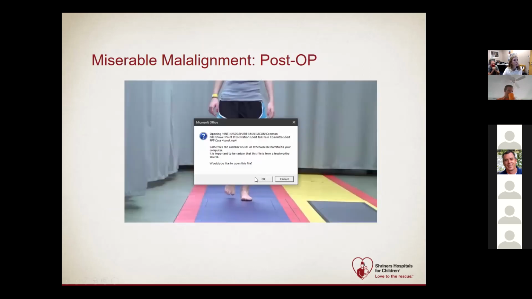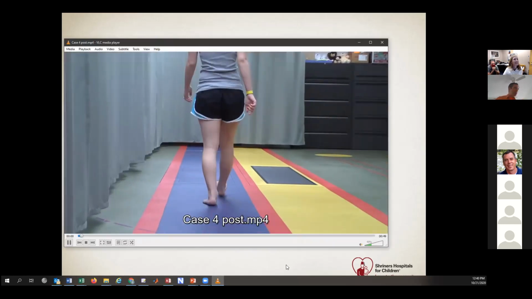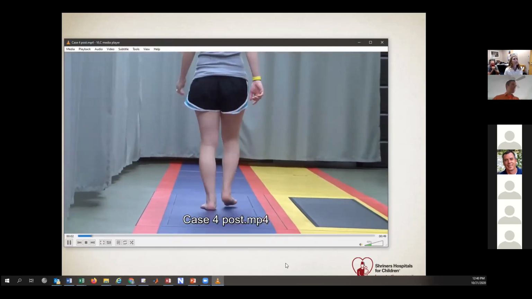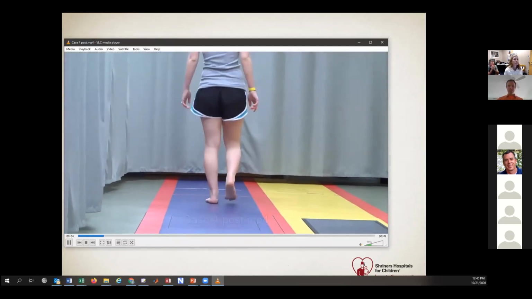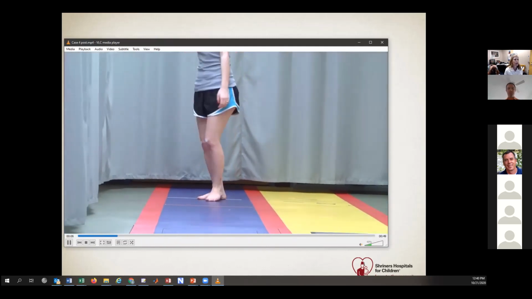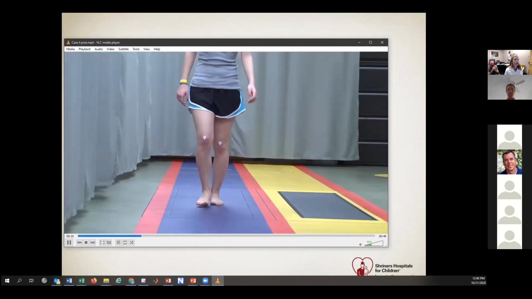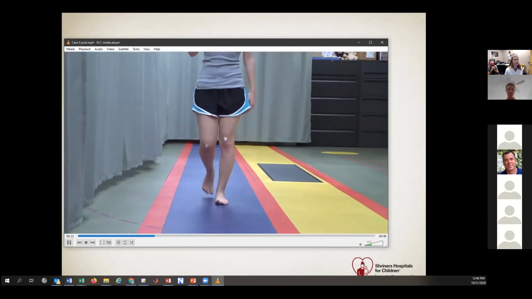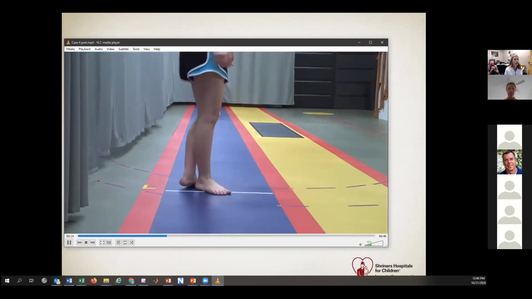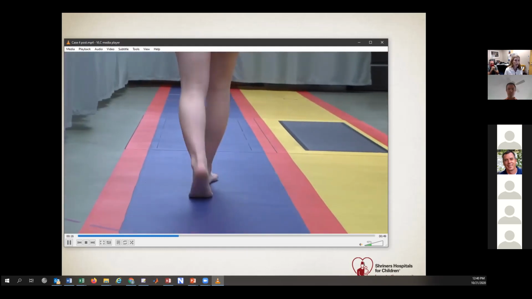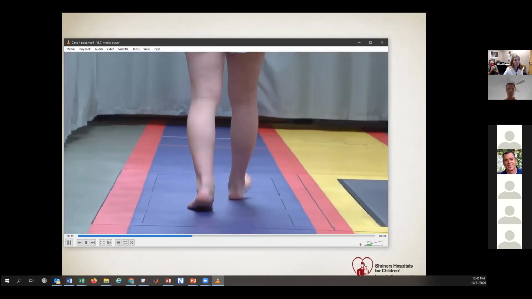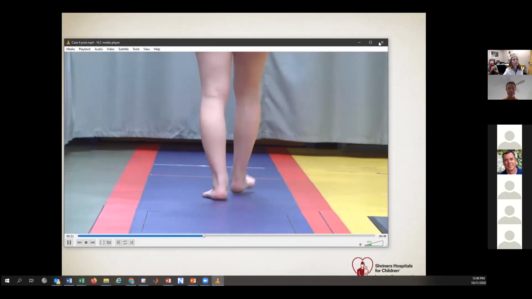Uh-oh, let's see if this plays. All right, and then here we are seeing her post-operatively. We'll watch her come back towards us, and you can see a nice significant improvement in her alignment, with her knees now pointing forward, and her foot progression, or how her feet are pointing, now in a more neutral position. So very nice outcome.